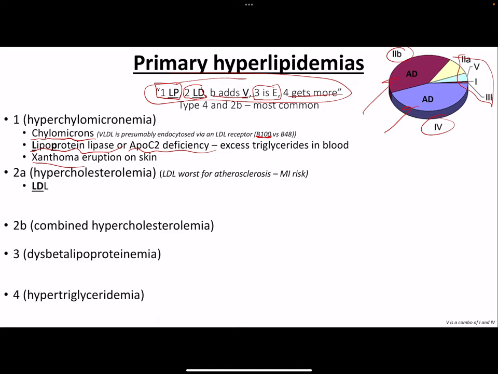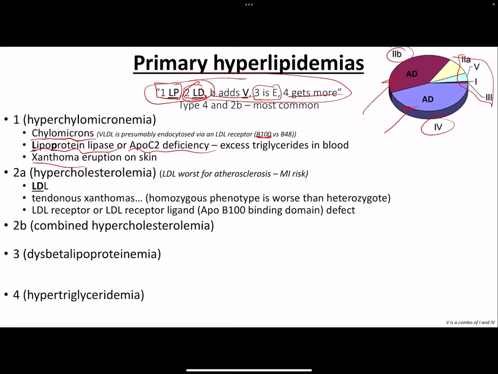2 LD, what are we talking about? Well, this one's easy: LD as in LDL. So this is where LDL is sticking around because the LDL receptor on peripheral tissues is screwed up, or the ApoB100 binding domain is specifically screwed up. And again, this would only affect LDLs because, sure, a VLDL and an IDL also have the B100, but the binding portion is really for the LDL.